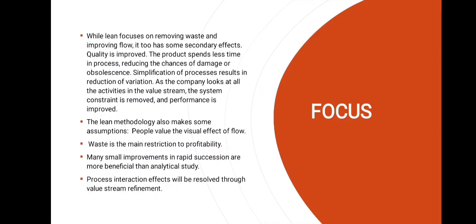Effects. While Lean focuses on removing waste and improving flow, it does have some secondary effects. Quality improves. The product spends less time in process, reducing the chance of damage or errors. Simplification of the process results in reduction of variation. As the company looks at all the activities in the value stream, the variation is removed and performance is improved.